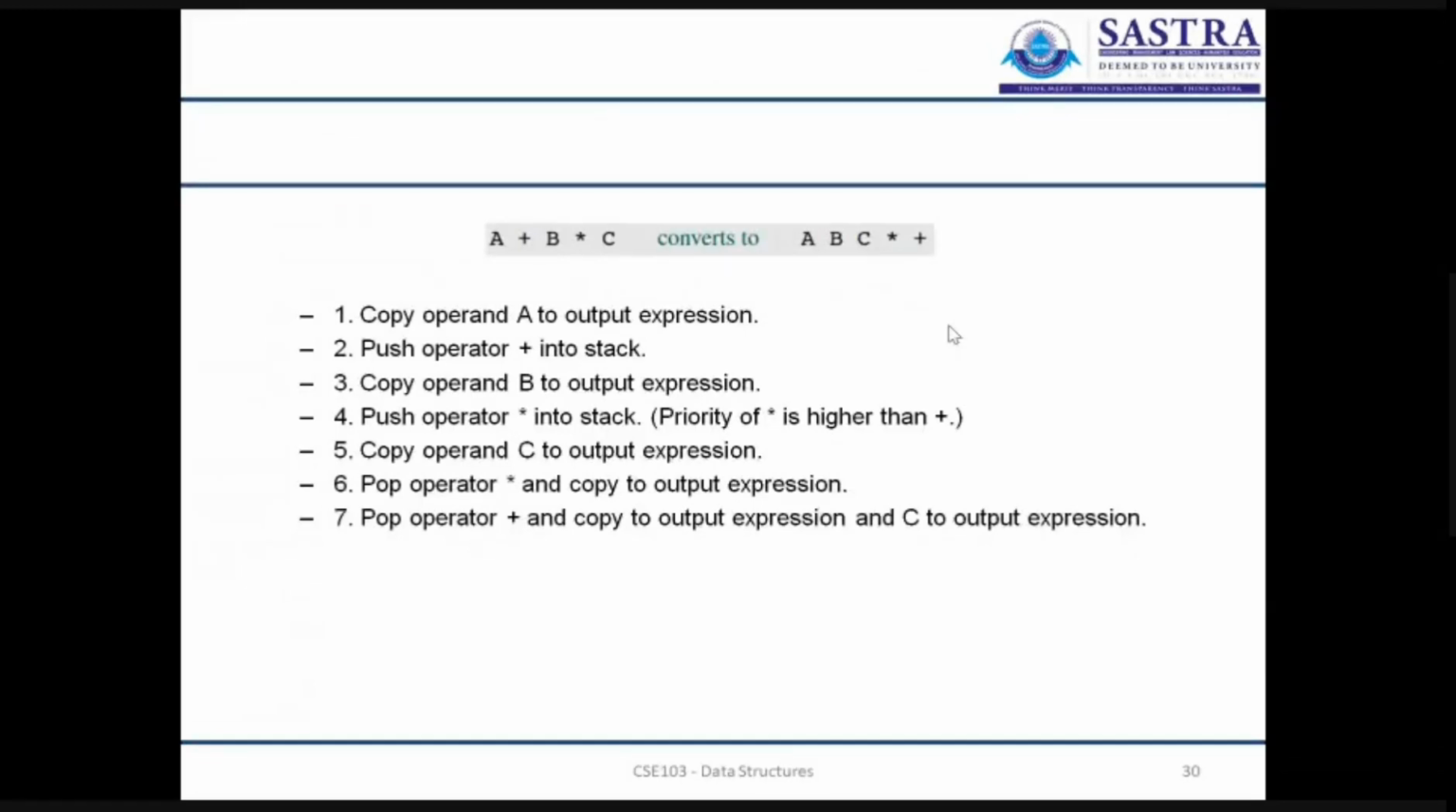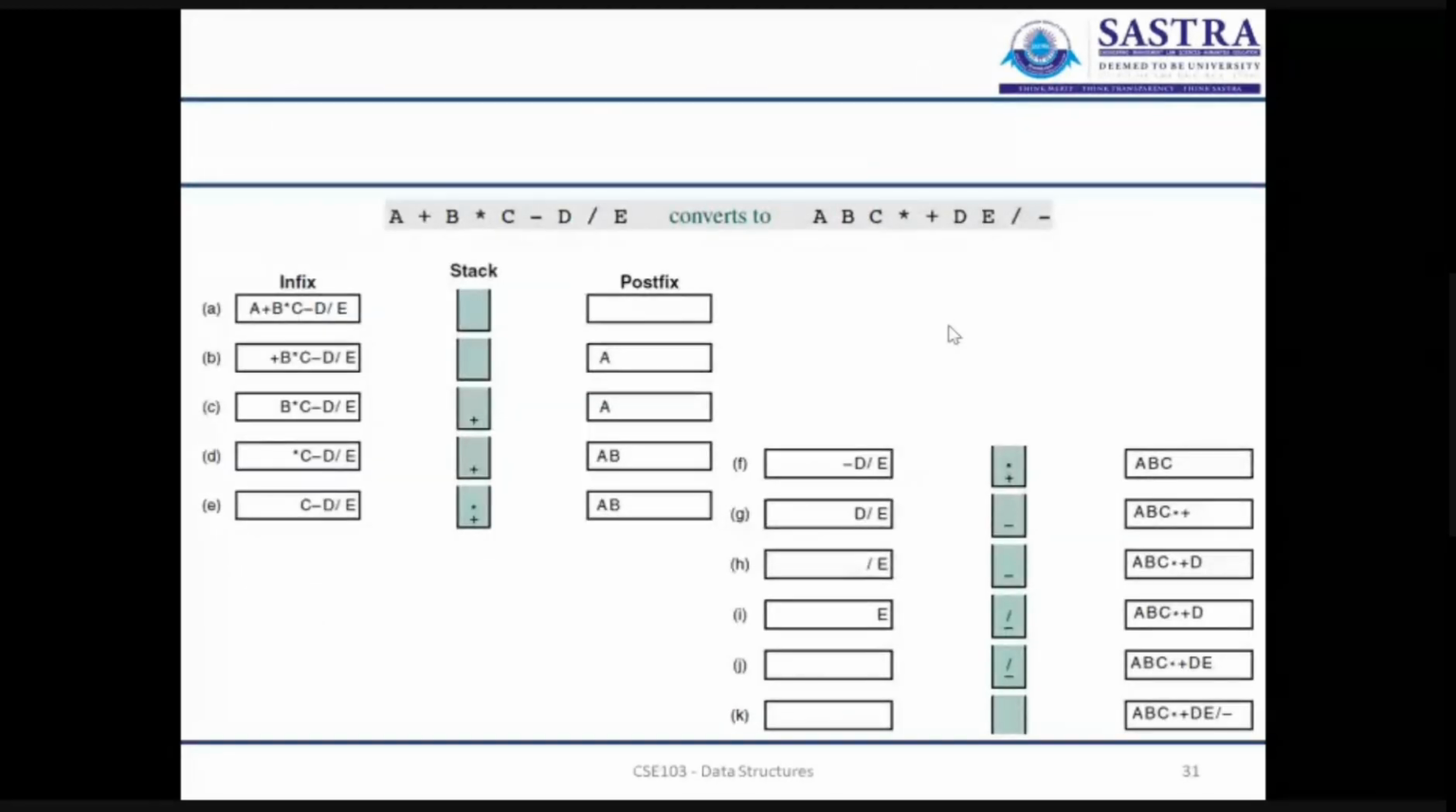We'll take one more example with the stack diagrams also. Here we have A plus B into C minus D divided by E. Now how to convert this? The infix expression, postfix expression, along with the picture of the stack, are illustrated here. First we are reading A. The stack is empty. Since A is an operand, directly it is placed in the postfix expression. Next we are reading plus. Since plus is an operator, it is pushed into the stack.